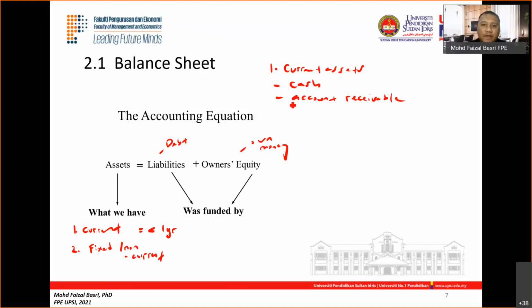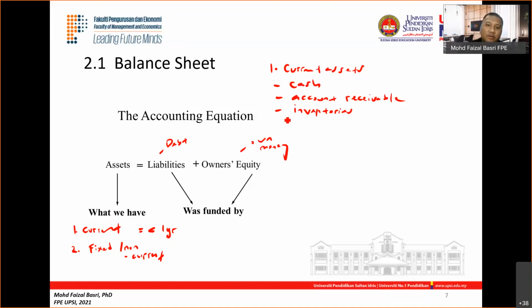One other thing, we will also have inventories or stocks. If a company is involved in production, manufacturing, or even retail, for example, they purchase stocks to keep as part of their operations, so those stocks or inventories will be parked under current assets as well.